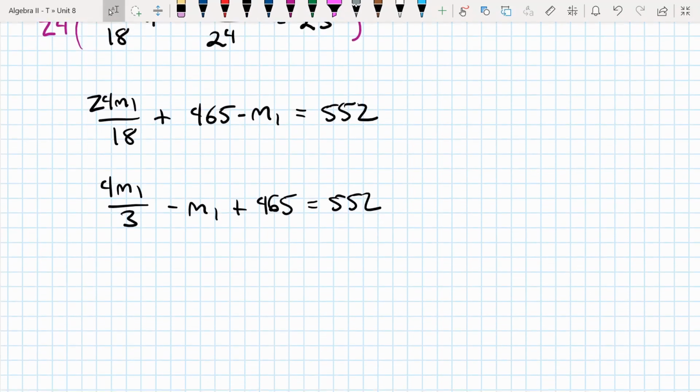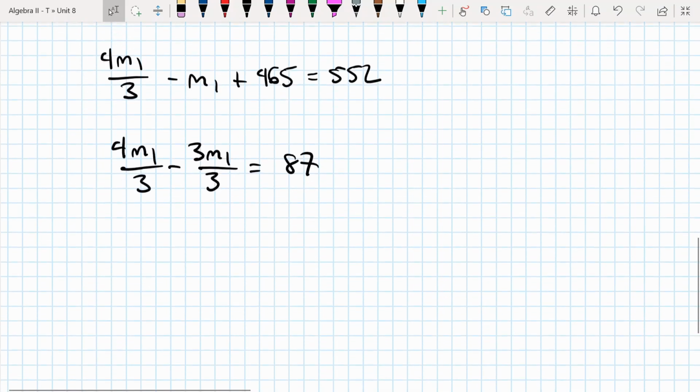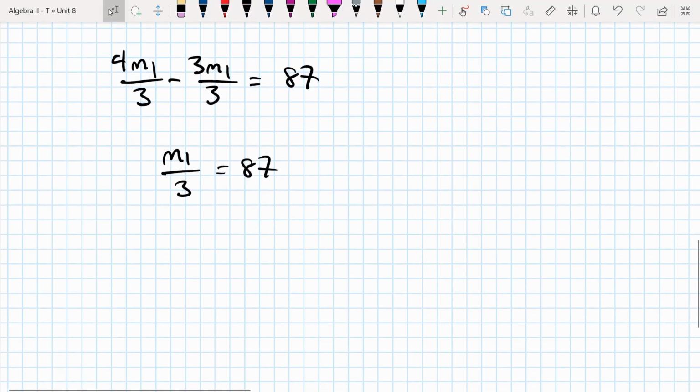And let's subtract these together and then subtract 465 on both sides. So we end up with 4m1 over 3 minus 3m1 over 3 equals 87. So we end up with m1 over 3 equals 87. And so the m1 value in this case is 261 miles.